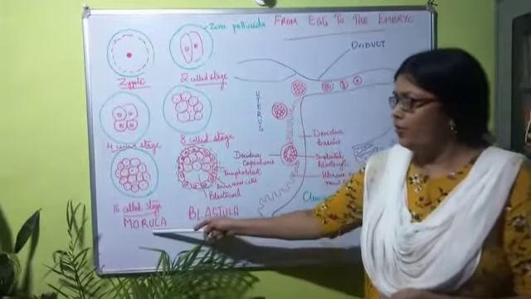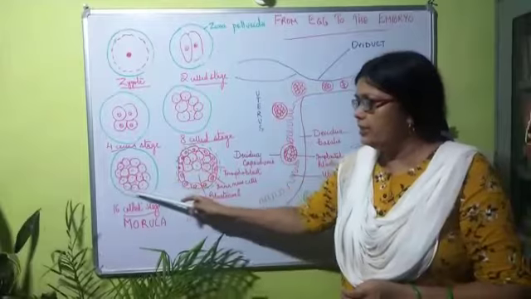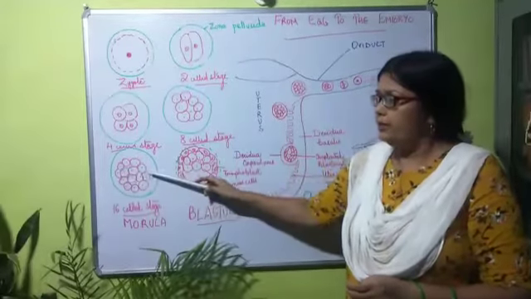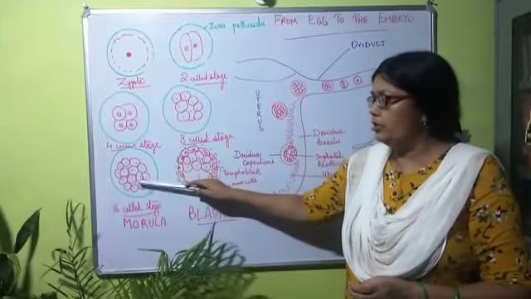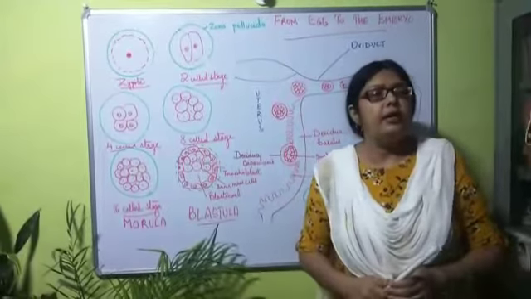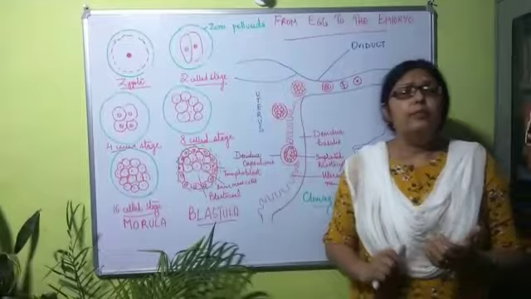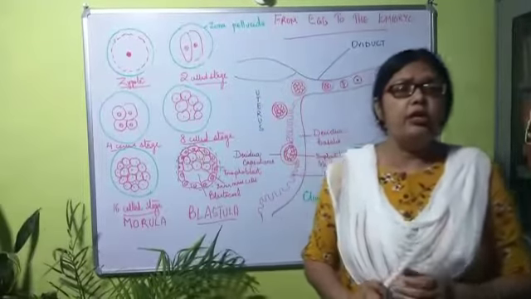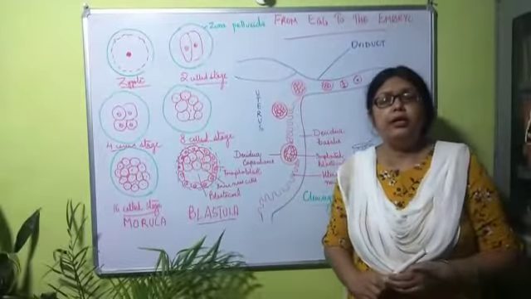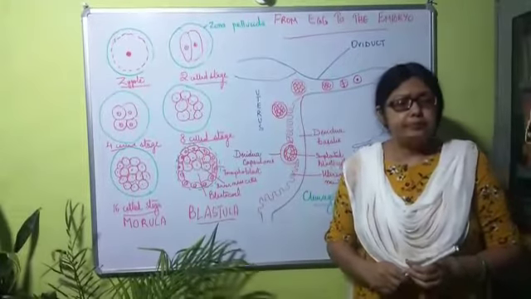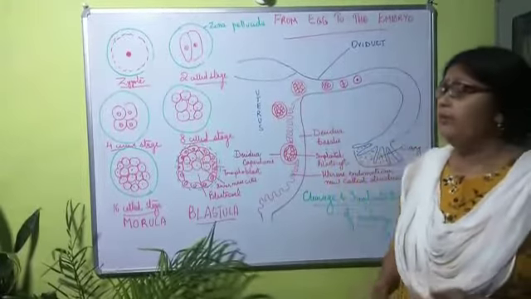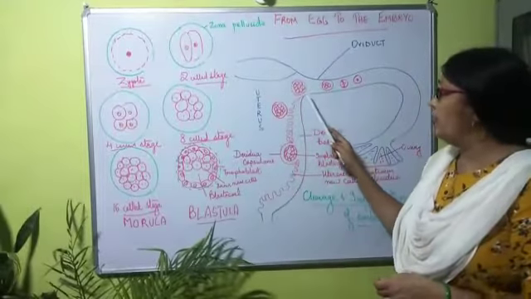So this is morula, a 16 cell stage where cells are arranged in 2 layers, inner ones and outer ones. So this is a 16 cell stage. This 16 cell solid ball-like structure resembles a mulberry fruit, and so it is known as morula. What happens at this morula stage?